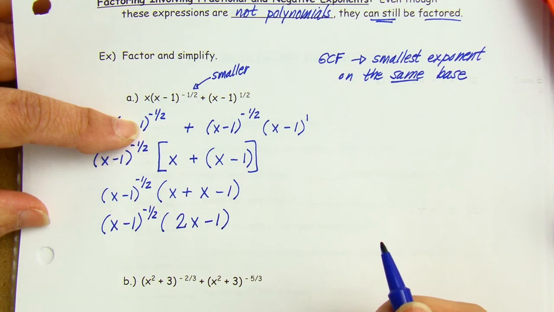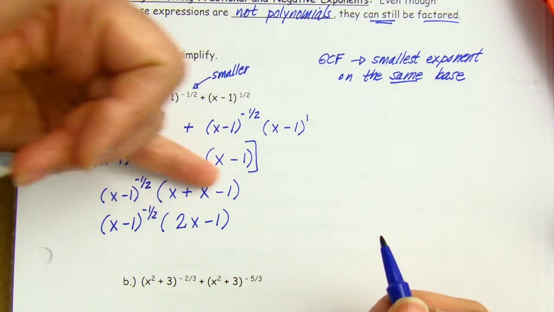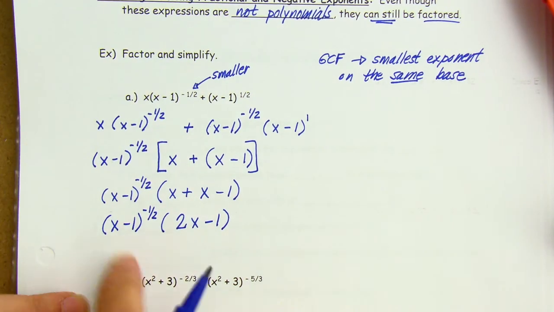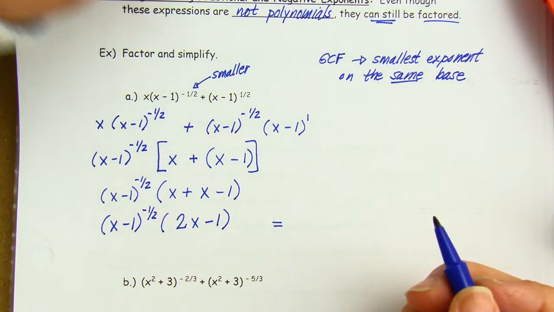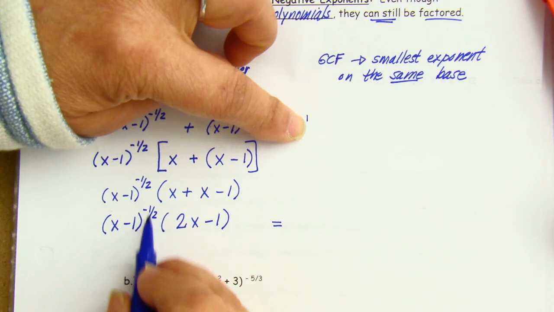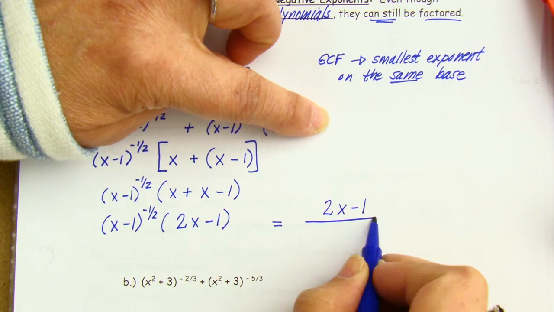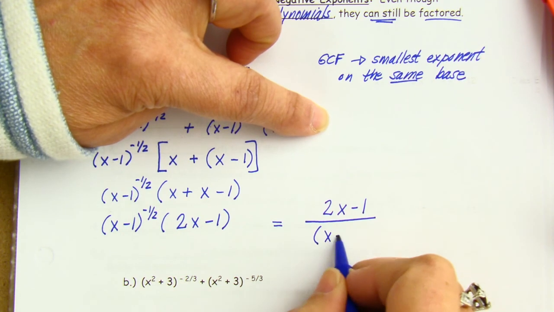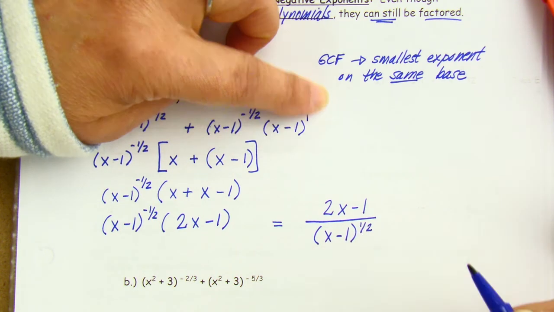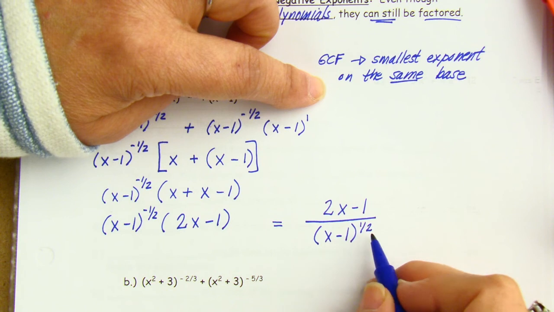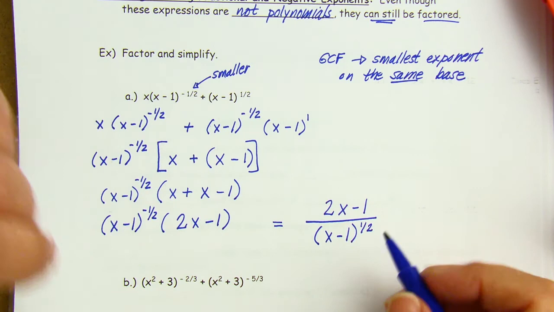Now, there's only one last thing to do, and that's called simplify. Expressions are not in simplest form if you have any negative exponents. So I have to put this base with that exponent in the denominator. So I end up with 2x subtract 1 over quantity x minus 1, and yes, I need the parentheses, to the positive 1/2 power. Remember, this quantity to the 1/2 power is really the square root of quantity x minus 1, so you do have to group it.